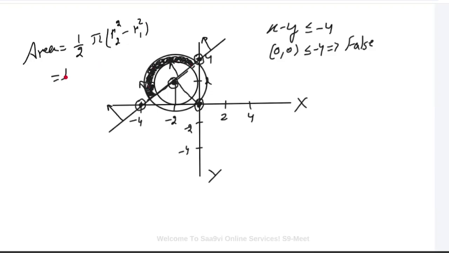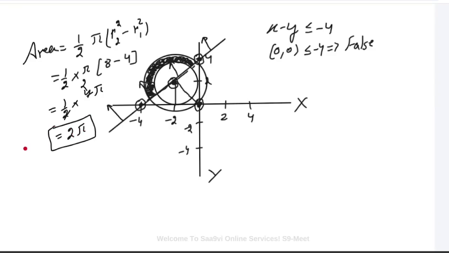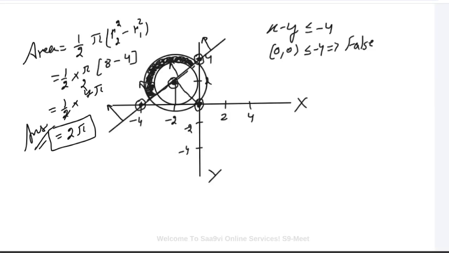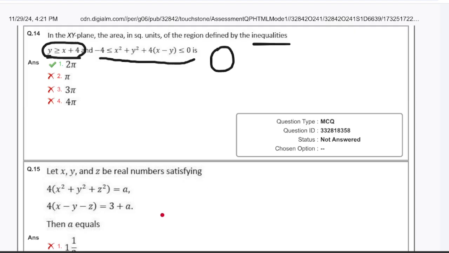So this is half of pi. Now R2 square is 8, R1 square is 4. So it comes out to be 1 by 2 into 4 pi. The 2 gets cancelled, so the answer we get is 2 pi. So that is the answer. Of course, it was a question from inequalities and it was a bit tricky, but yes, it was doable in the exam. If somebody is well aware of inequalities, it was quite doable. I hope this is clear to all. So the answer is 2 pi.